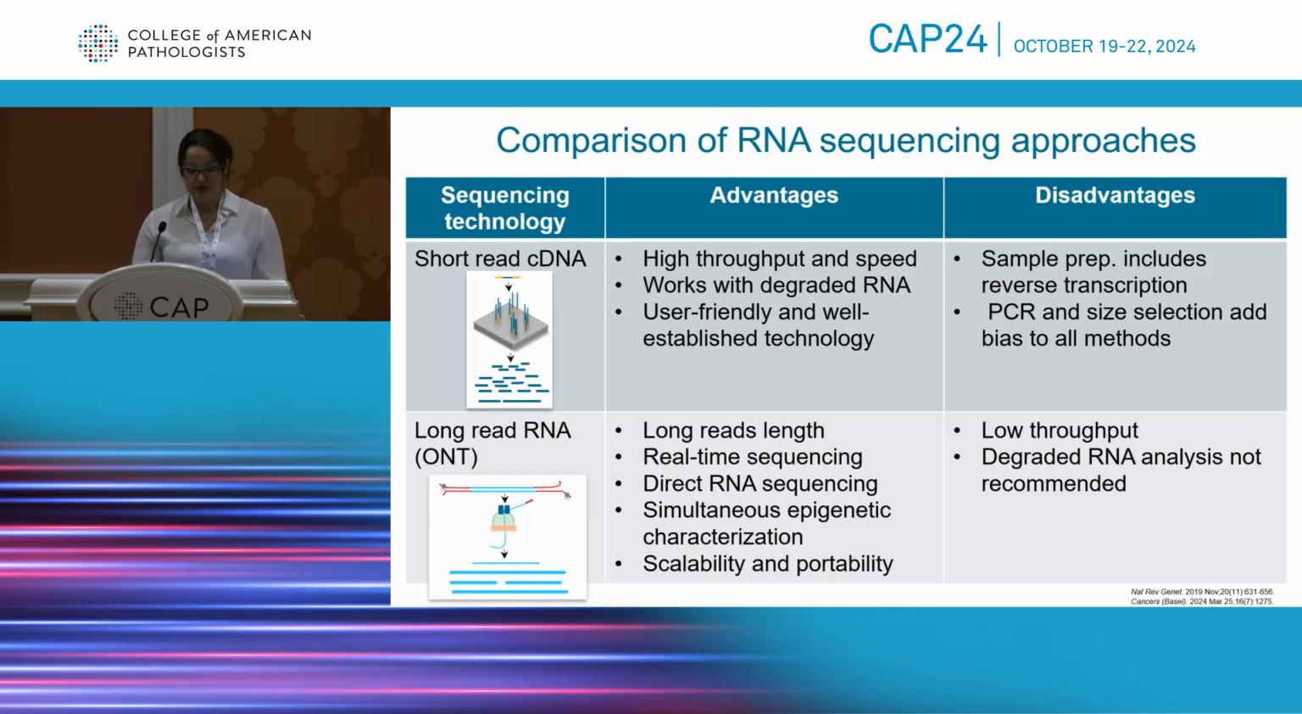In contrast, long-read sequencing generally has lower throughput and is not very suitable for sequencing of degraded RNA molecules, but some protocols allow for direct RNA sequencing, which is sequencing of the RNA directly without having to convert it into cDNA or do any PCR amplification during library preparation. This actually enables the epigenetic information to be preserved, so you can obtain methylation status information from that same reaction.